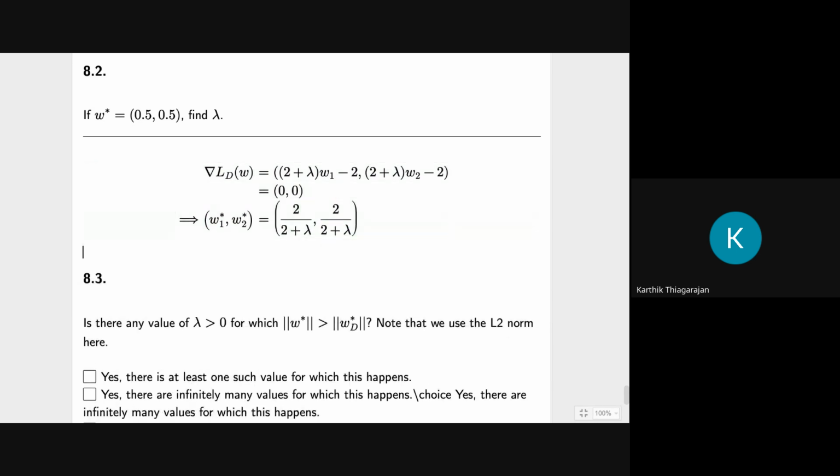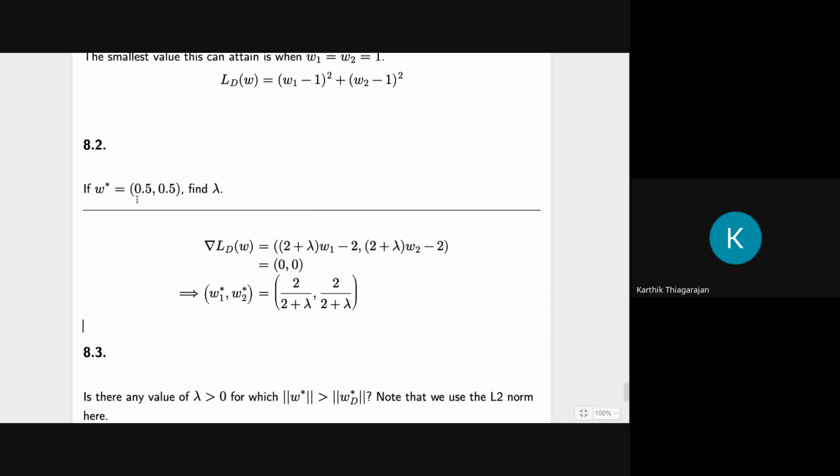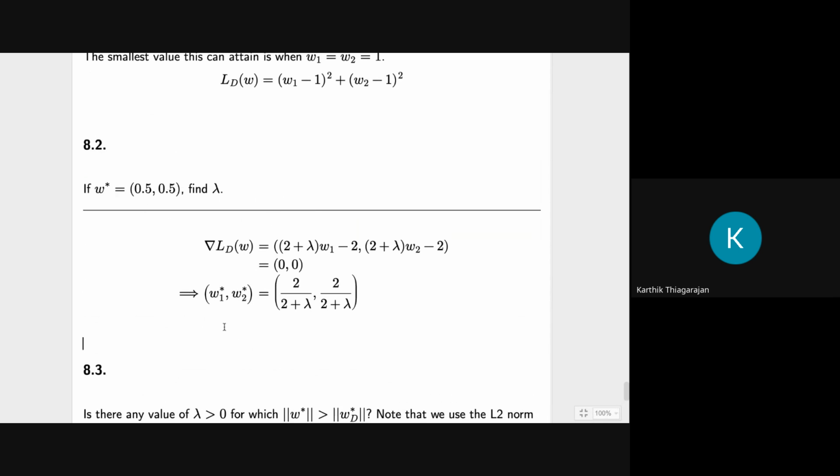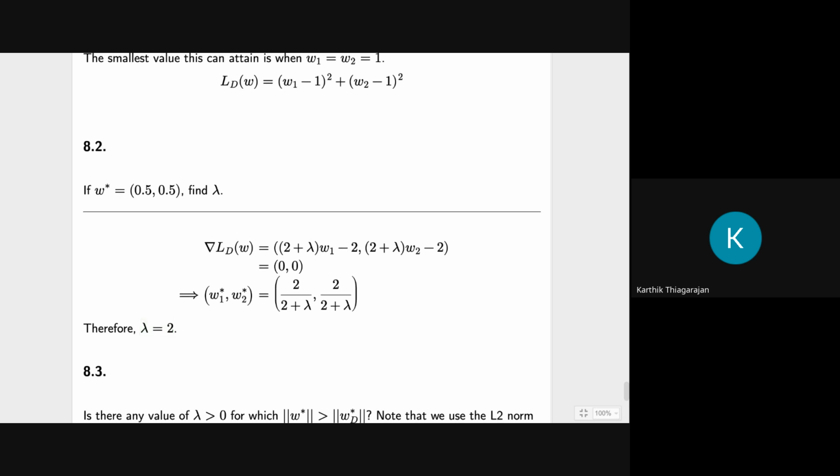So for W star to be 0.5, 0.5, you need lambda to be 2. Okay, so that's 2.